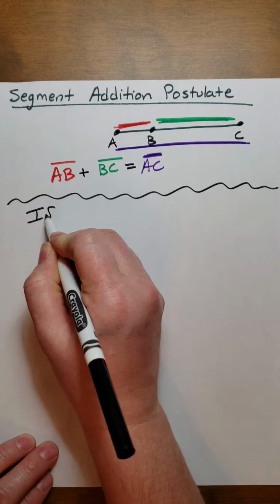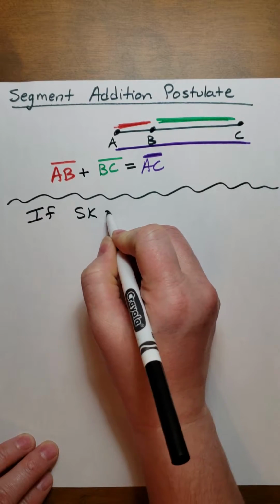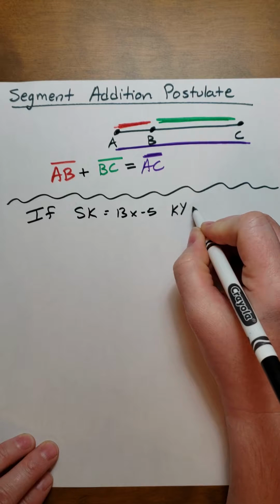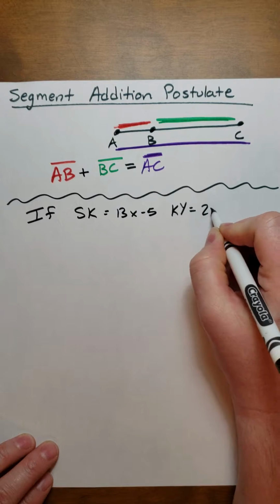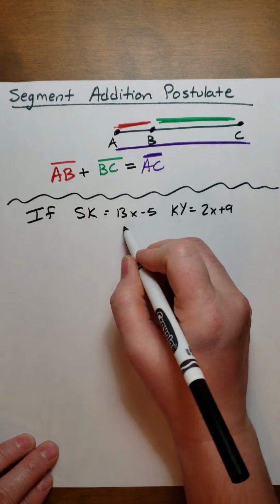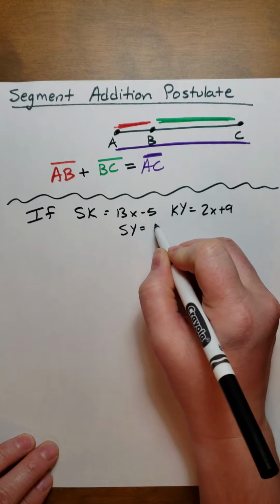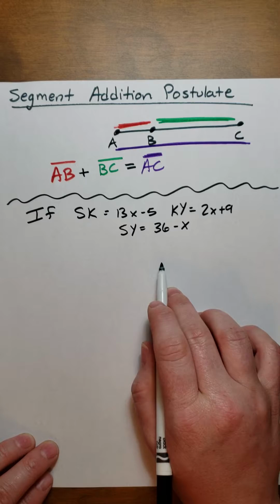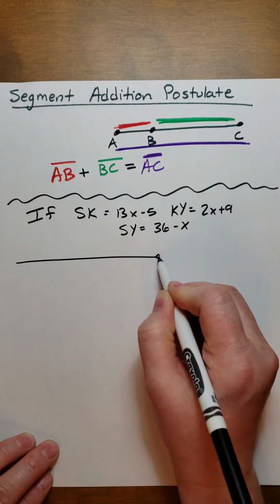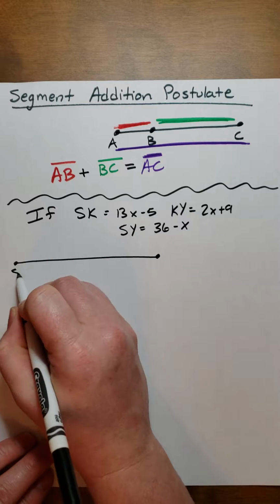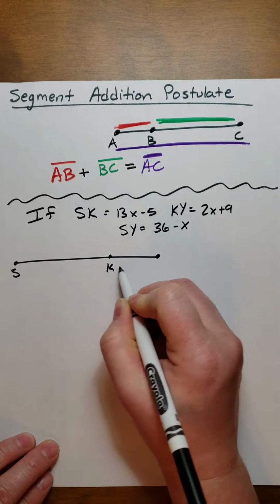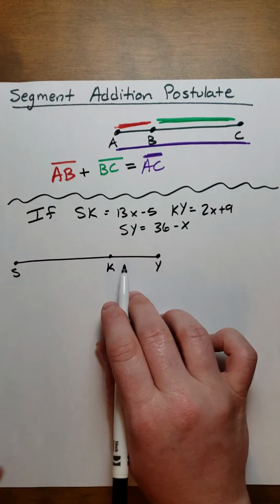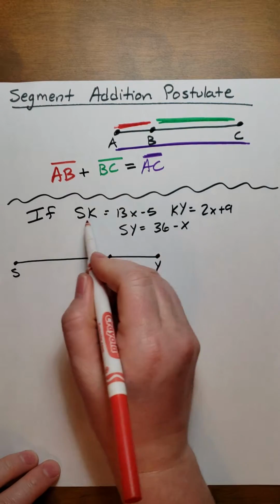Alright, so if we're given some information like SK equals 13x minus 5, that KY equals 2x plus 9, and one more piece of information, SY equals 36 minus x. Sometimes you're only given the information and then a blank diagram. I highly encourage you to fill out that diagram. So this may be all that you receive on a piece of paper. The next step is to go ahead and fill out the information.